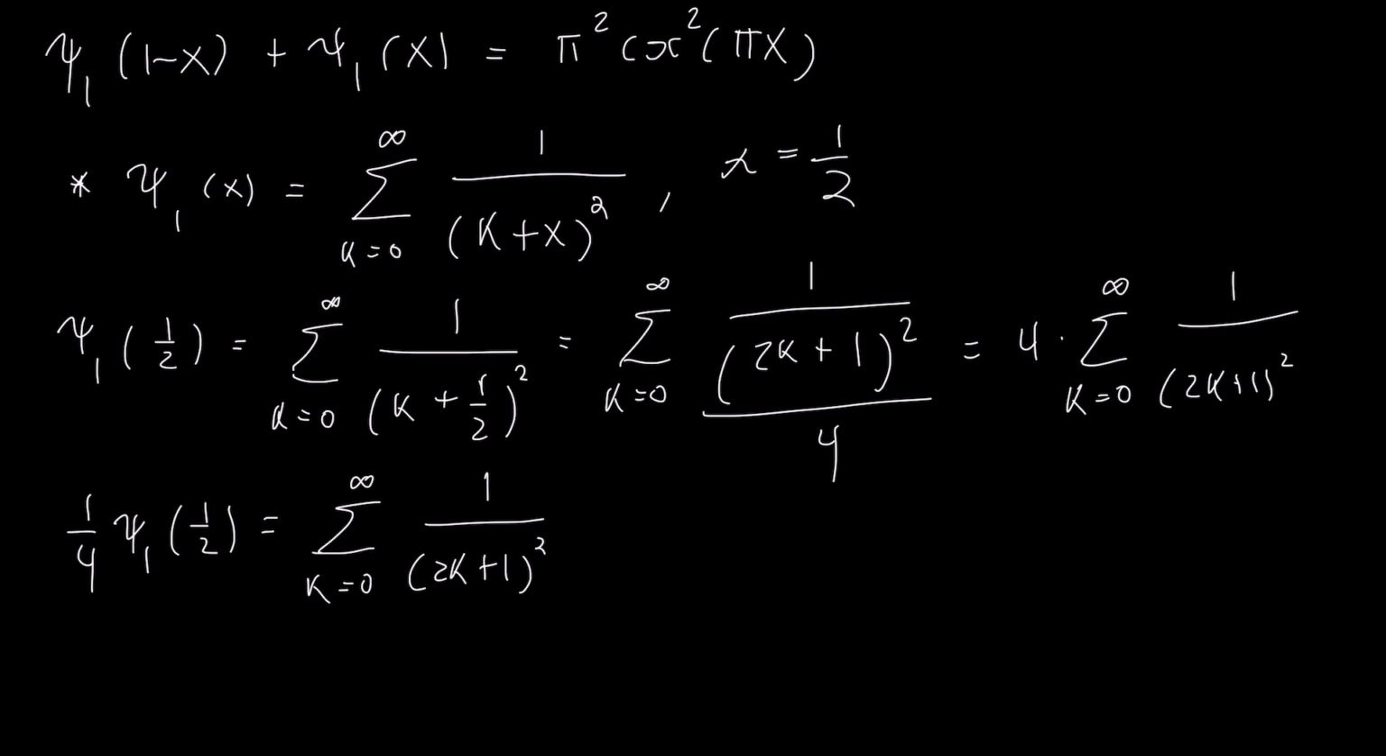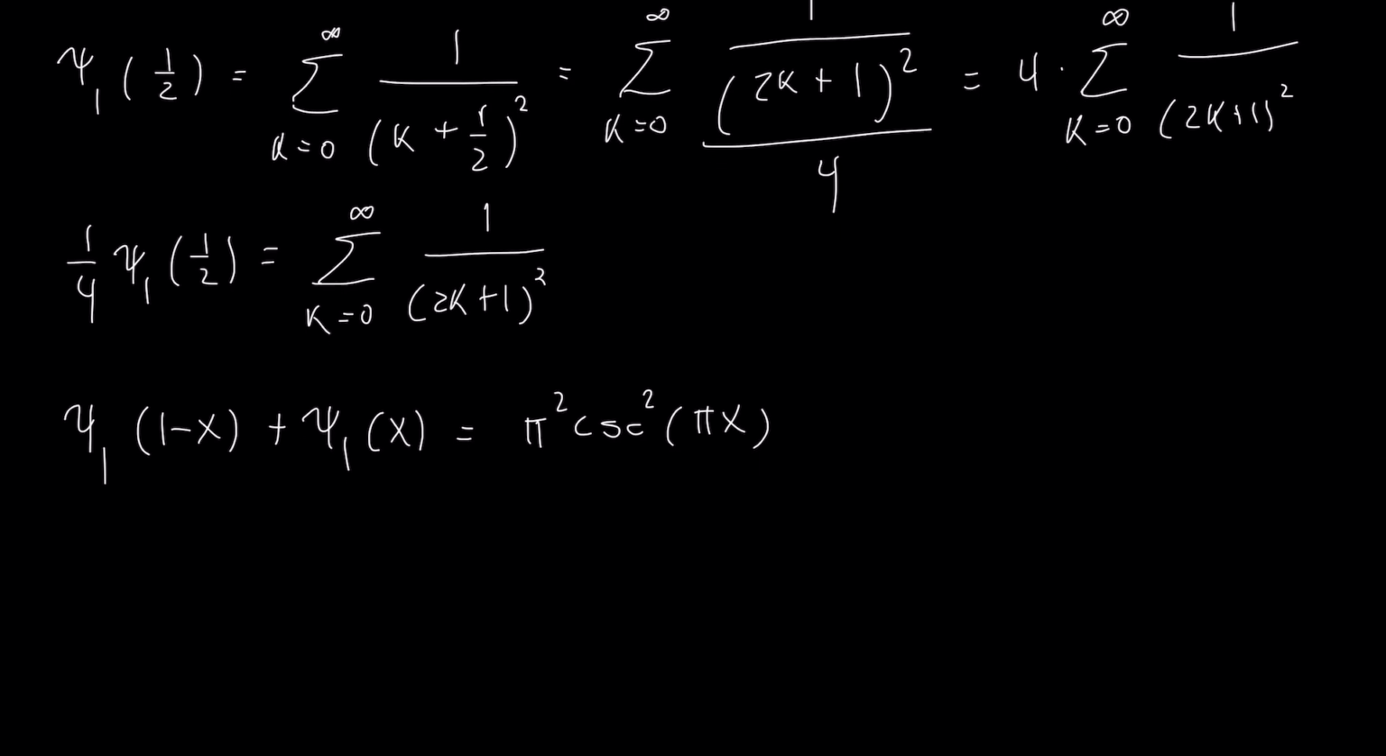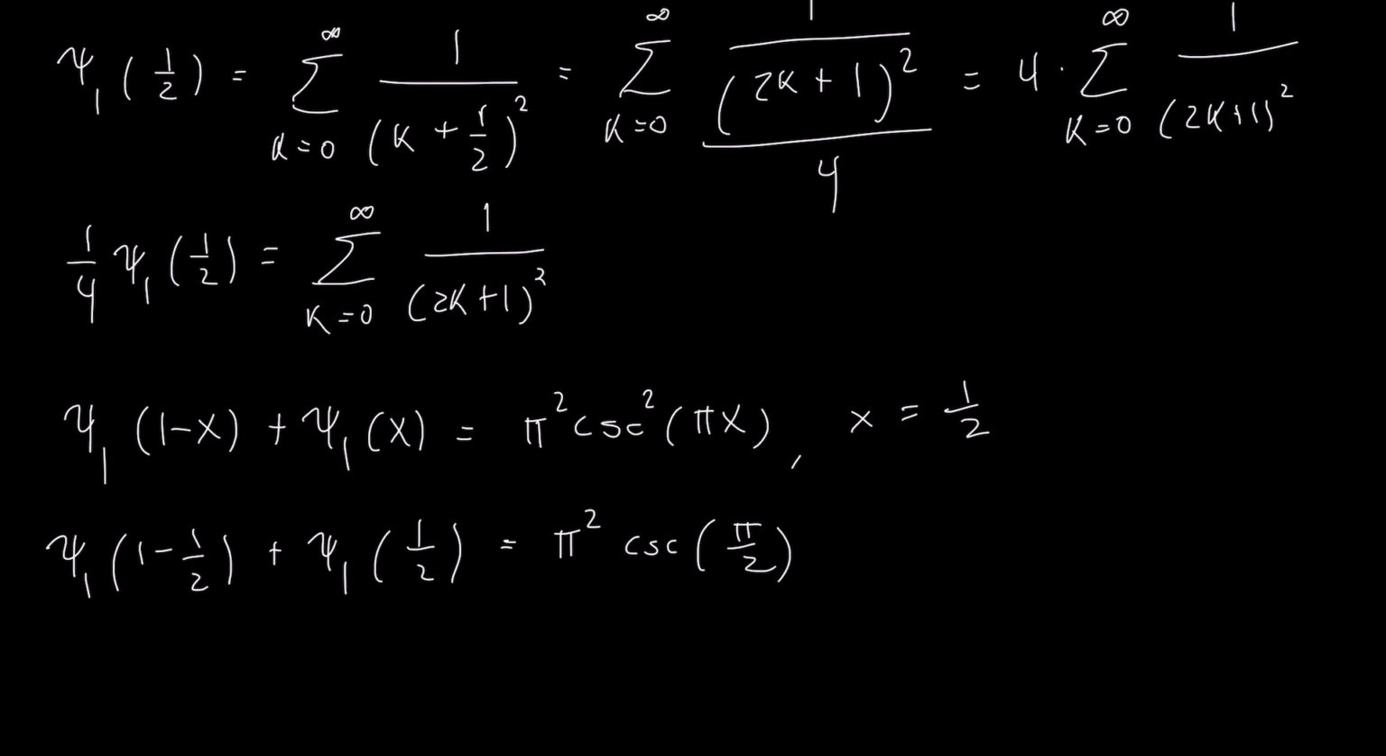And we'll go back to this identity. So let's write it again. So we have trigamma of 1 minus x plus trigamma x is equal to pi squared cosecant squared of pi x. So from here, we're going to do the same thing. We're going to let x equal 1/2. So we have trigamma of 1 minus 1/2 plus trigamma of 1/2 is equal to pi squared cosecant of (pi over 2) squared.